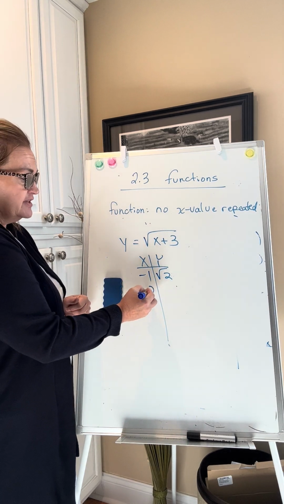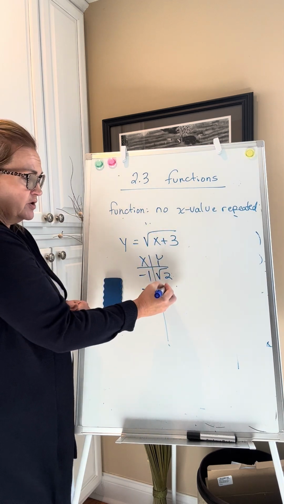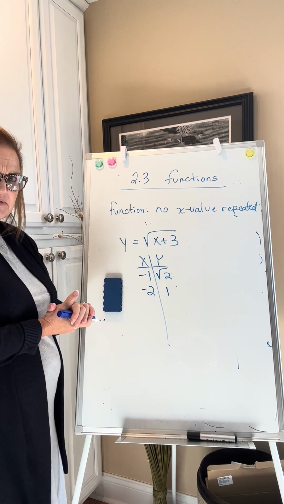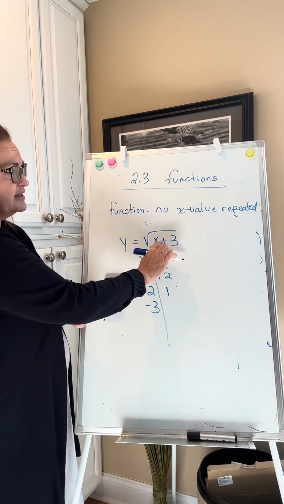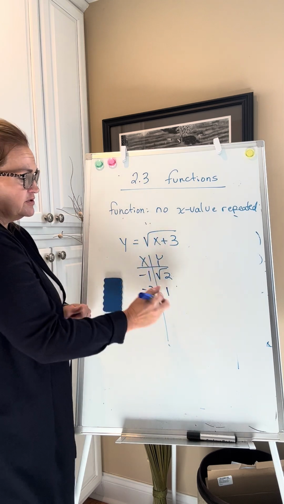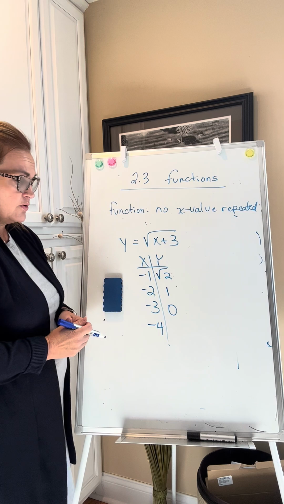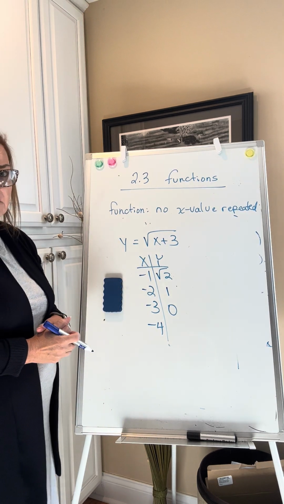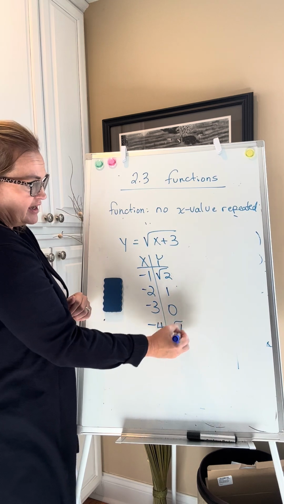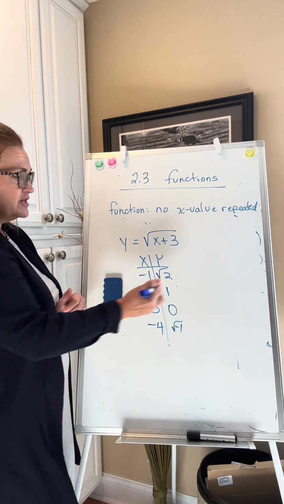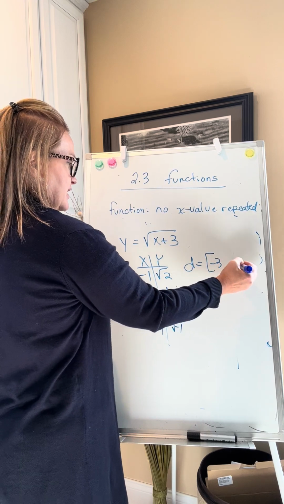You could plug in even -2. -2 plus 3 is 1. So the square root of 1 is 1. So I can plug in some negatives this time. I could even plug in -3. -3 plus 3 is 0. The square root of 0 is 0. But what about -4 or anything less than -3? Now I've got trouble. So -4 plus 3, I'm into the imaginaries. So we could say the domain starts on this one at -3.